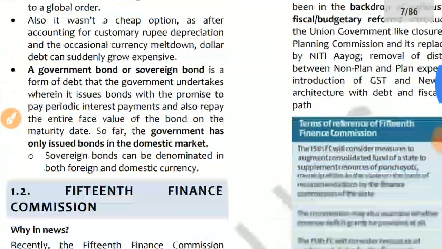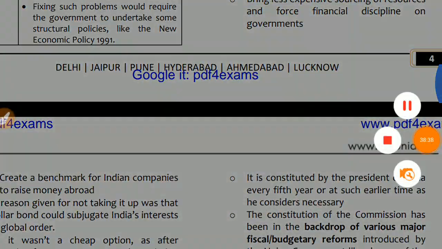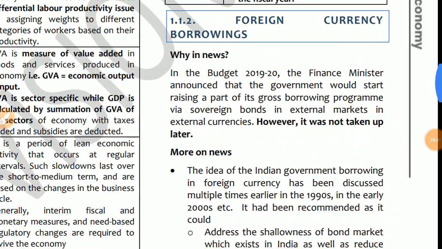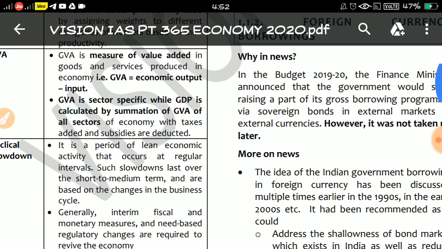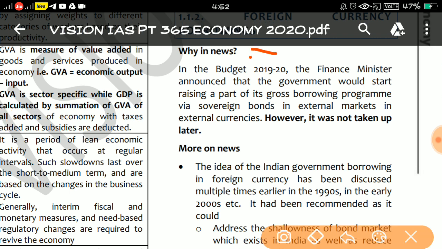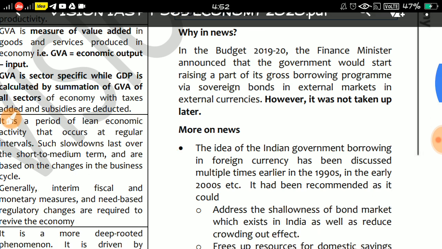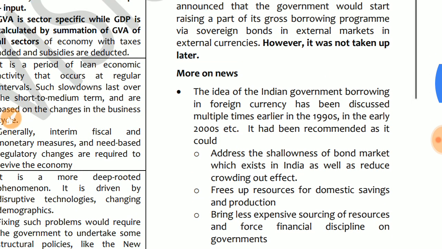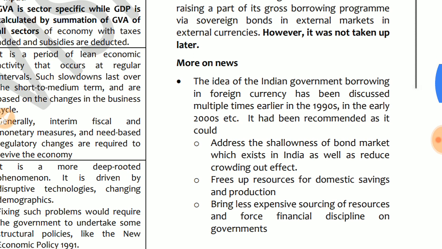And apart from that, another news item is foreign currency borrowing. So what is this foreign currency borrowing? In the budget 2019-20, that is the previous budget, the finance minister announced that the government would start raising money from the foreign currency market. However, it was not taken up later. Why do we say that? Because we are talking about budget 2019-20, and recently the 2020-21 budget was also released. So you can understand that as of now there is no take-off by the government on this particular issue.